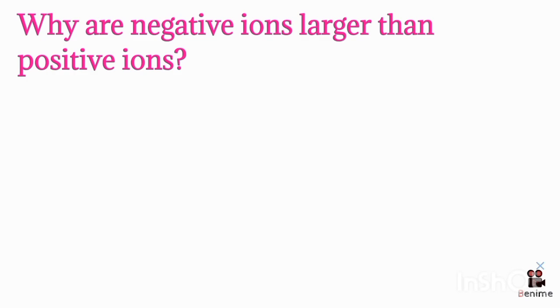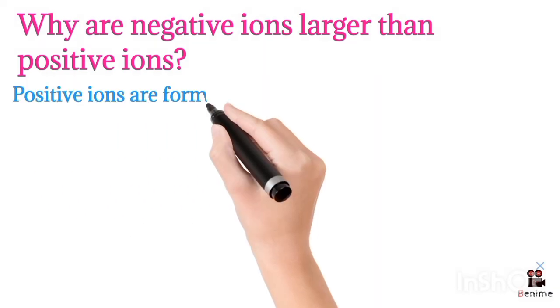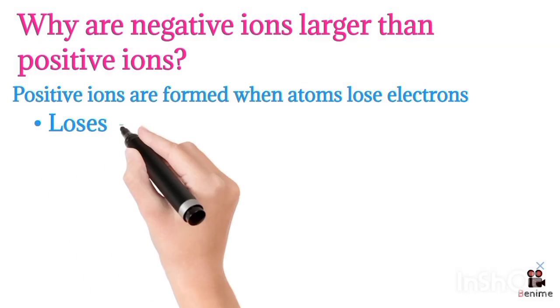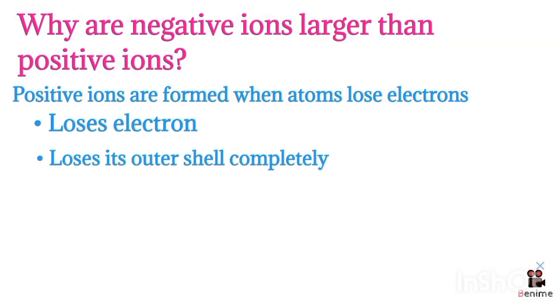The first reason is gain or loss of electrons. Positive ions are formed when atoms lose electrons. For example, sodium loses one electron to become Na⁺. When an atom loses electrons, sometimes it loses its outer shell completely. Because of this, the number of electron shells decreases, and the ion becomes smaller in size. That is why positive ions have smaller ionic radii.